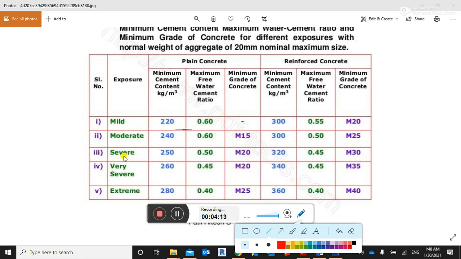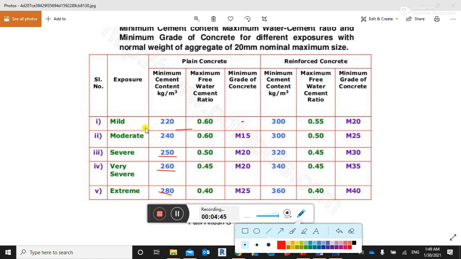In severe condition of concrete, the amount of cement in 1 cubic meter of concrete should be 250. In very severe condition of concreting, we should use 260 kg per cubic meter of concrete. In extreme condition, in 1 cubic meter of concrete, the amount of cement should be 280. Guys, one more thing, one bag of cement weighs about 50 kg.